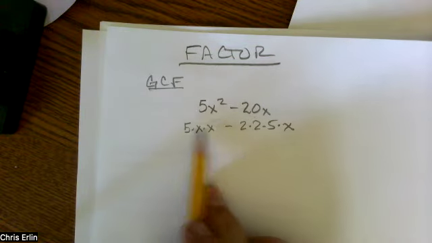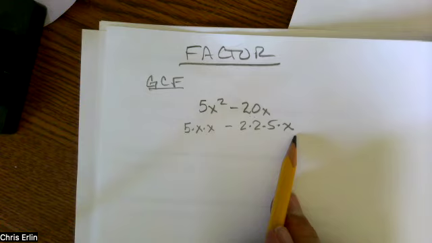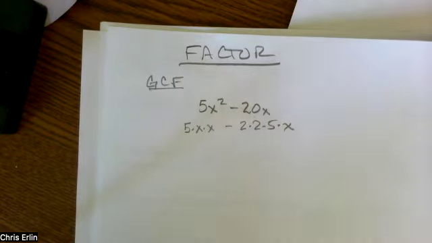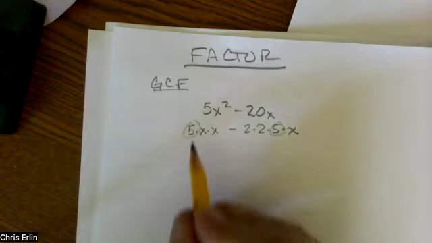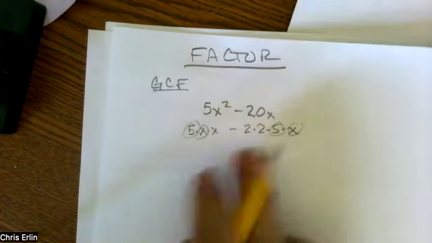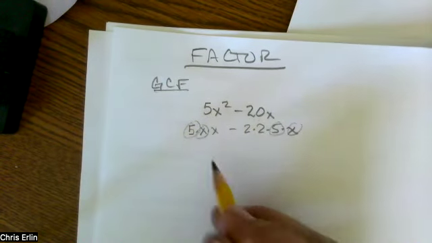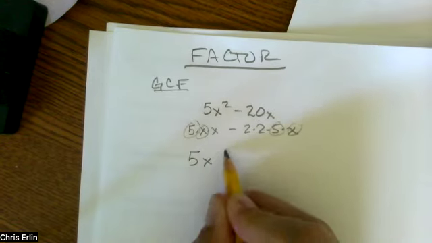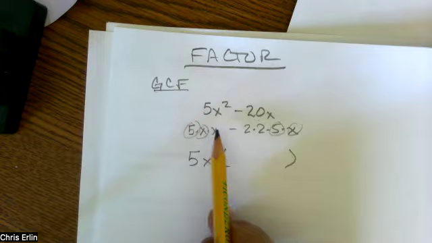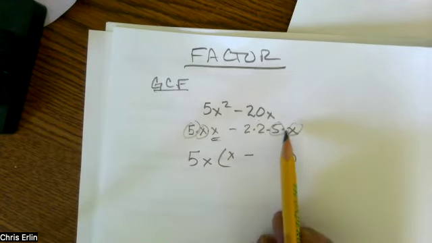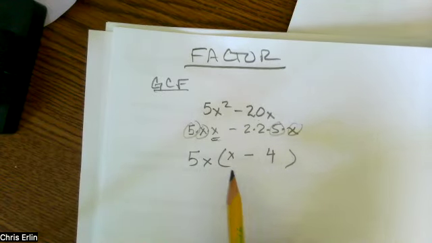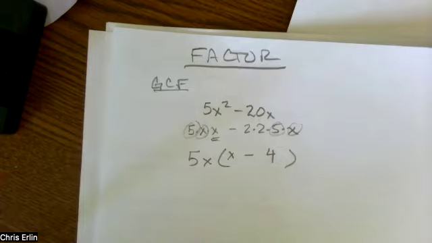And I'd look for what's common to each of these terms. What's common to both terms? 5 and x. Since that's the greatest common factor, I'd pull that out front. And everything that remains, in this case, x minus 4, goes inside. This is now a factored binomial.